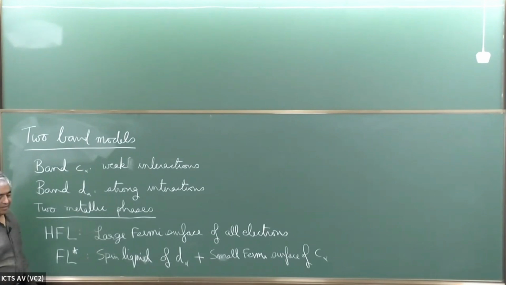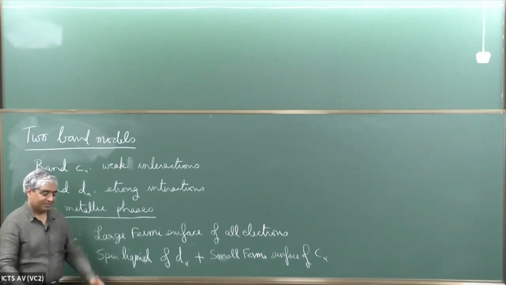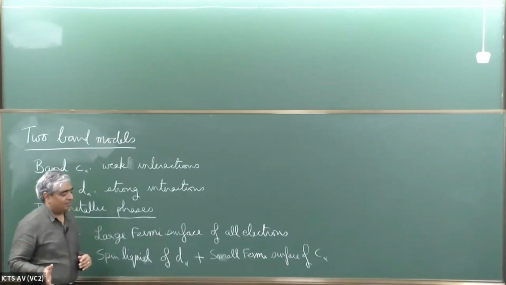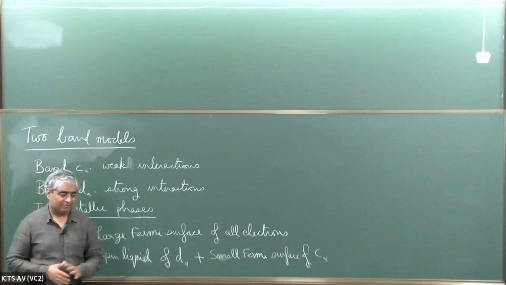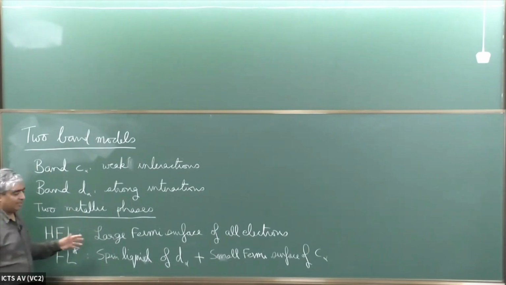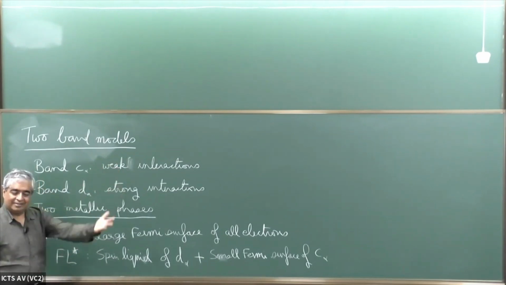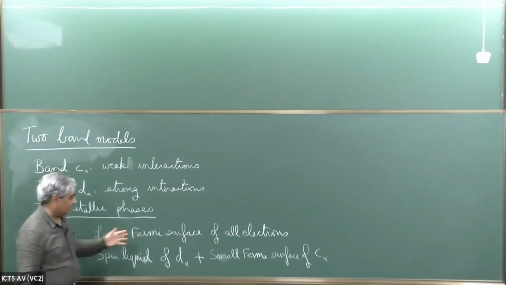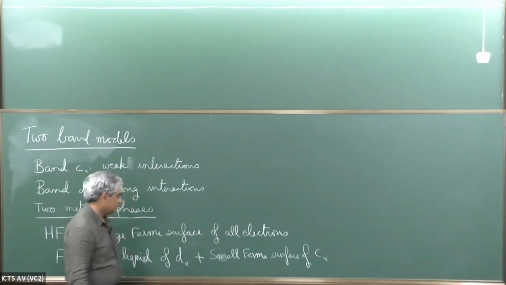And the upshot of all the analysis we have done is that these kinds of models can have two different types of metals. These are metals neither of which breaks any symmetry, but which are nevertheless distinct quantum phases. One of which is the heavy Fermi liquid. This is the phase you would get if you started from the zero interaction limit and expanded about that. Then you obey the usual Luttinger relation and you get a large Fermi surface that counts all the electrons.